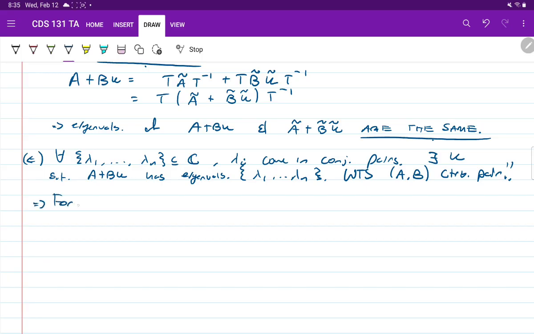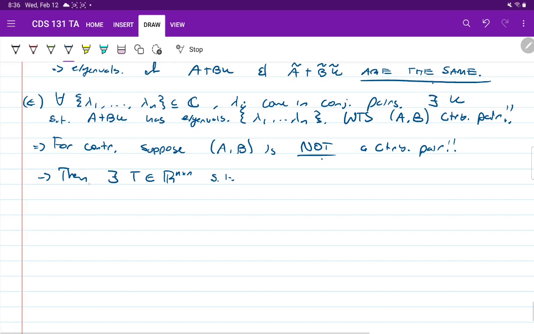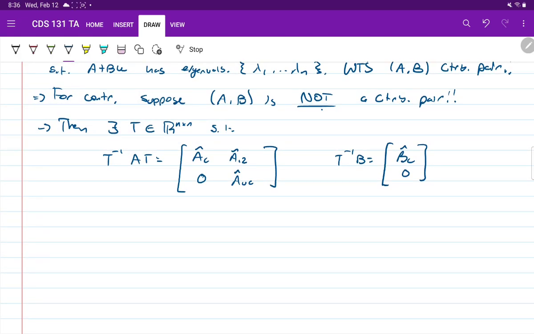Let's say for contradiction, suppose AB is not a controllable pair. What does this mean we can do? By the theorem we talked about in the previous couple of lectures, we can transform this system into its controllability form, where we can isolate the controllable part of the system and the uncontrollable part. So there exists a transformation matrix T in R n by n such that T inverse A T equals A controllable hat, A12 hat, 0, A uncontrollable hat, and T inverse B equals B controllable hat and 0. So what does this form tell me?